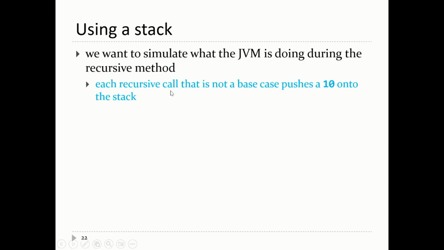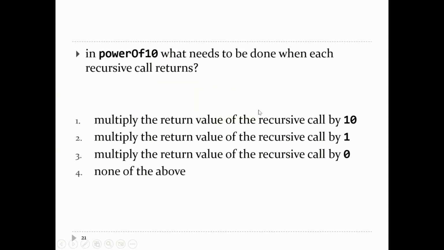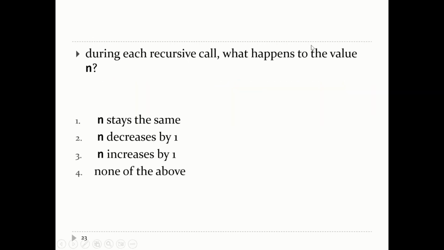Right? So each recursive call that is not a base case pushes a 10 onto the stack. So that's what we're going to emulate, right? We want to multiply by some power of 10. So we're just going to push 10 onto the stack each time, and that's so that we can remember we want to multiply the return value by 10 each time. Okay, what happens to the value of n every time you call the method? Well, it goes down by 1.